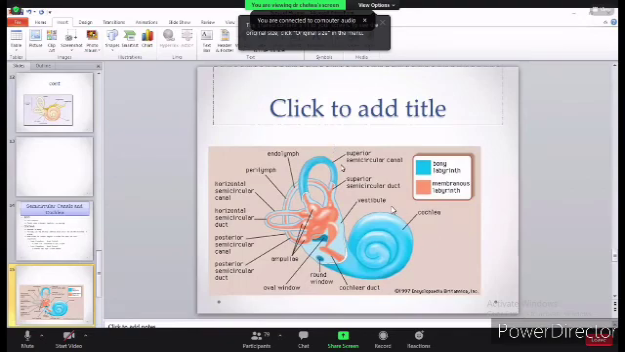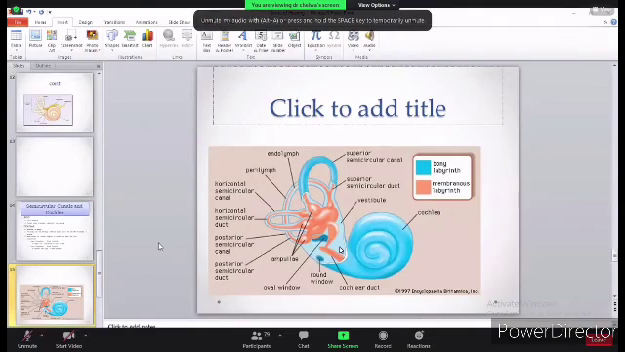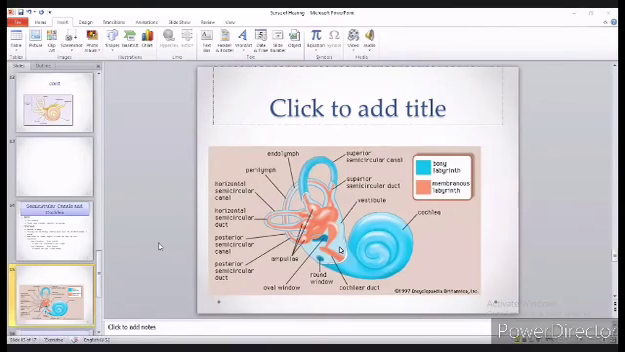The scala tympani and the scala vestibuli, they contain fluid. What fluid? The perilymph, in blue. And then the scala media, or the cochlear duct, together with all these bodies in the semicircular canals and the vestibule, they contain endolymph, which is similar to the CSF.